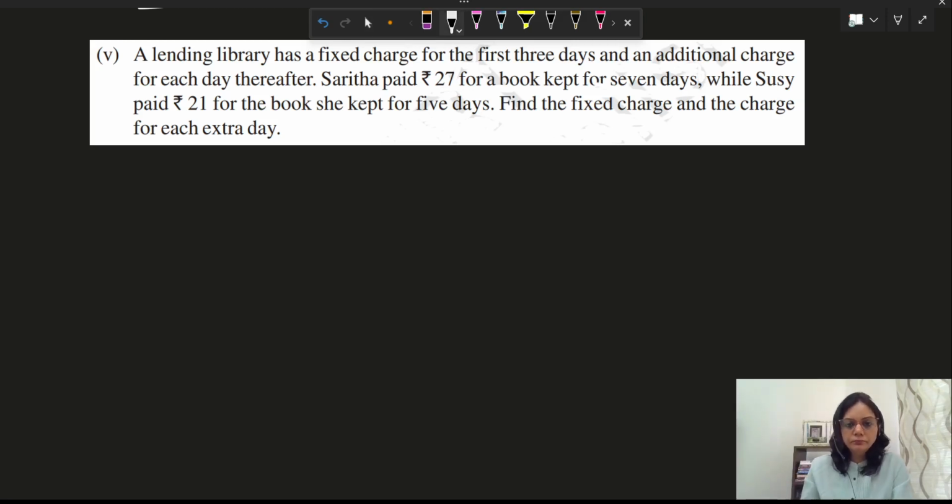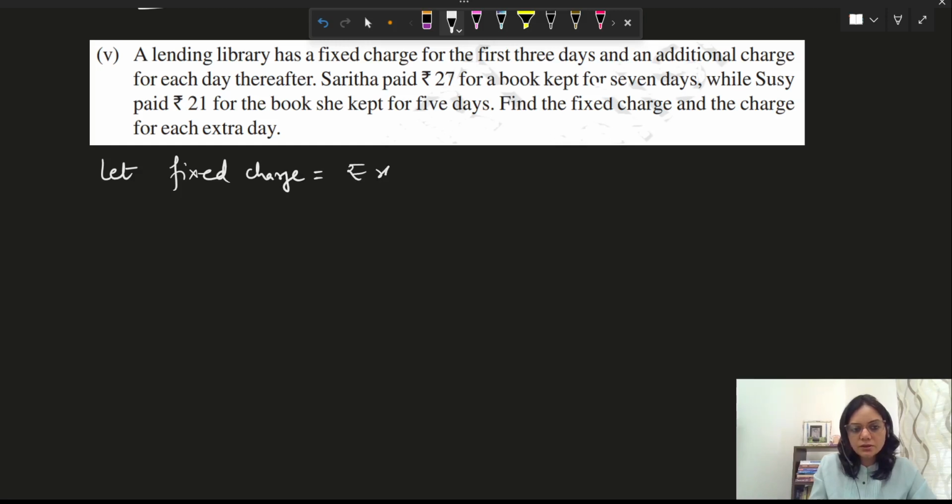So in 7 days, 3 days fixed and 4 days the charge per day will be charged. And then Susie, 5 days, so it will be 3 days fixed and 2 days the charge per day. So there are two variables again. Let the fixed charges be rupees x, and the charge per day, you take it as rupees y.